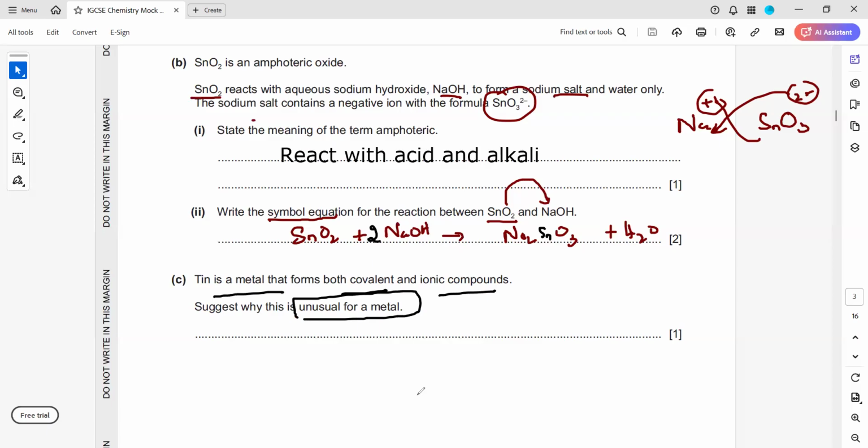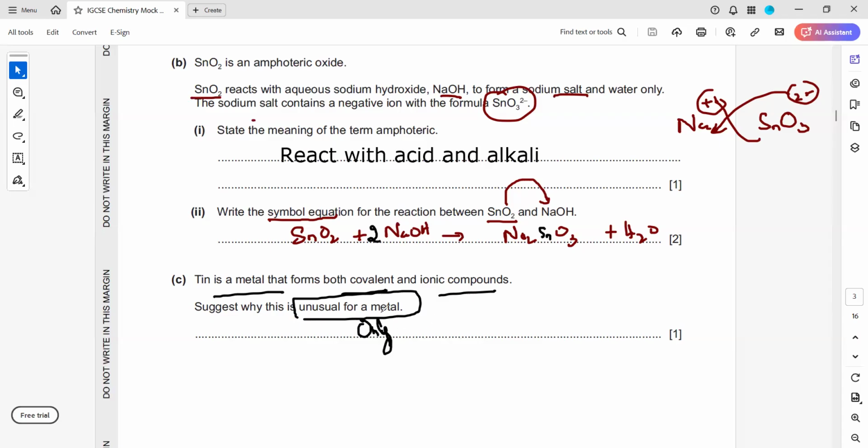If you wrote react with base or acid, that is not correct. You have to say react with both acid and base, not or. And what is the unusual thing here? Covalent compounds can only be formed by non-metals, metals cannot form a covalent compound.